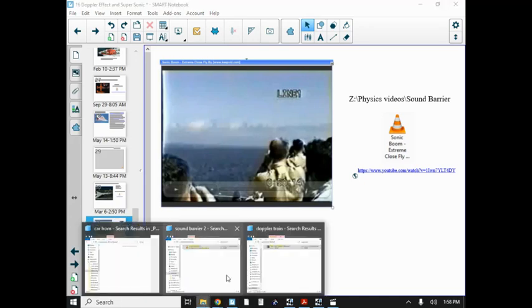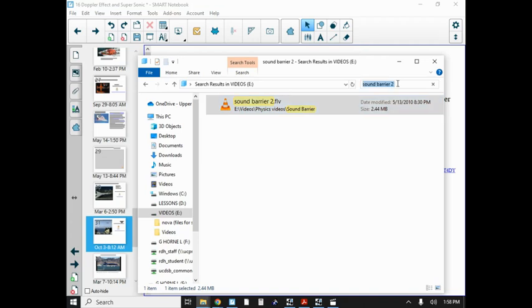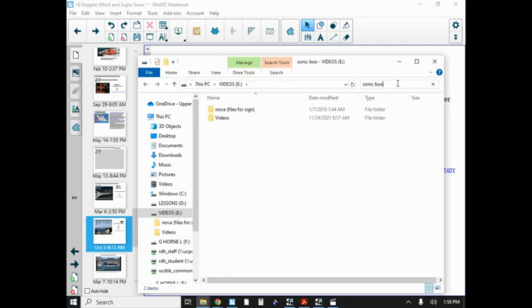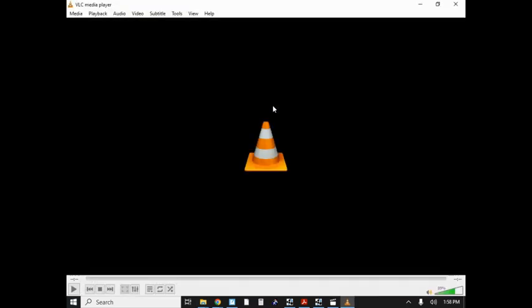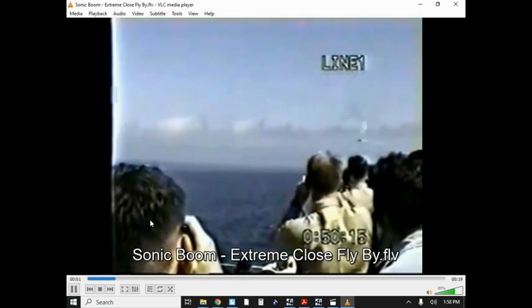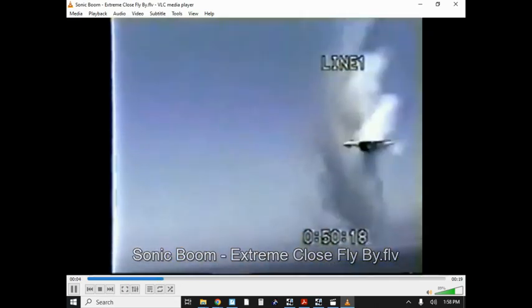Sonic boom, extreme close flyby. So what you'll hear there is you'll hear people cheering first. You don't even hear the airplane yet, in actuality. And then you'll hear the boom, and then you'll hear the airplane flying away after that shattering boom sound.